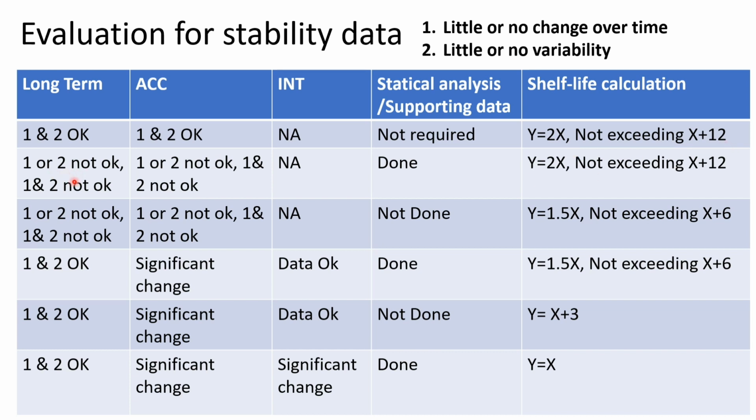Now I will go to the second line. A little variation, little variability is there, so not okay, but there is no significant change. That's why intermediate is not required. If you did the statistical analysis and you have supporting data that can support your shelf life and expiry of the product, the same formula can be considered.